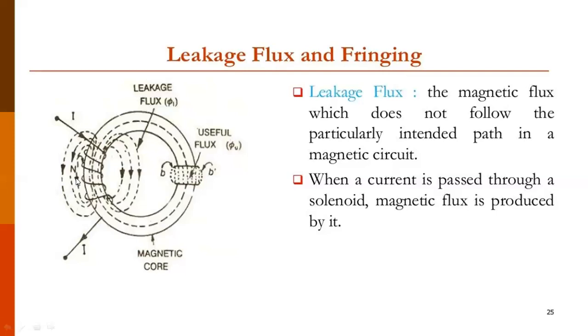Now here, the total flux, whatever flux is generated due to the magnetizing coil, is now divided into two quantities. One is the utilized flux, and the other is the leakage flux. Right?